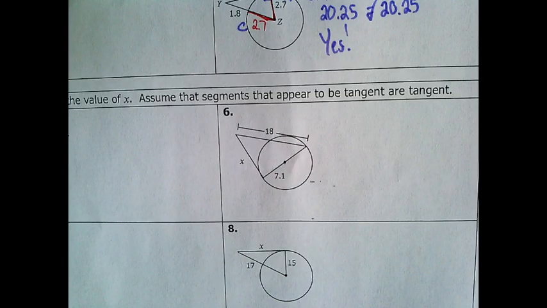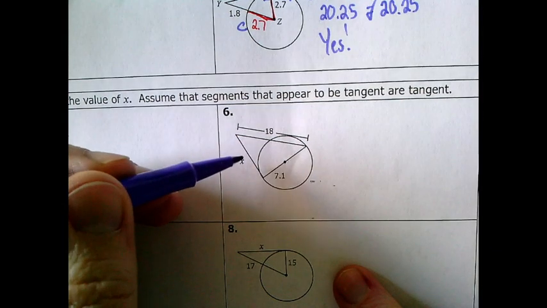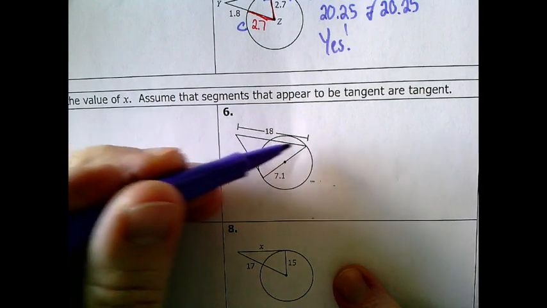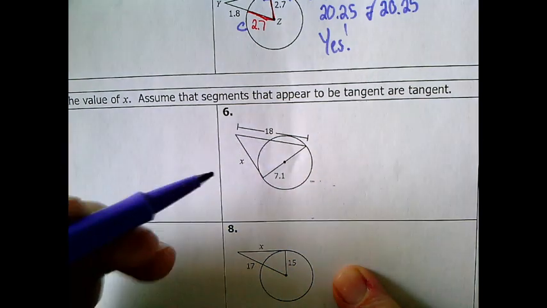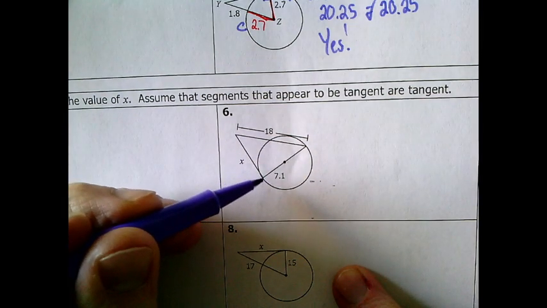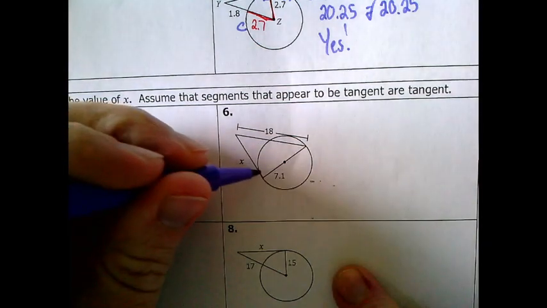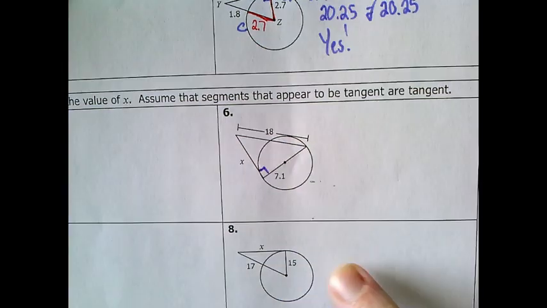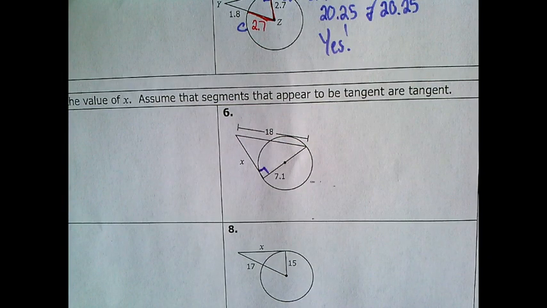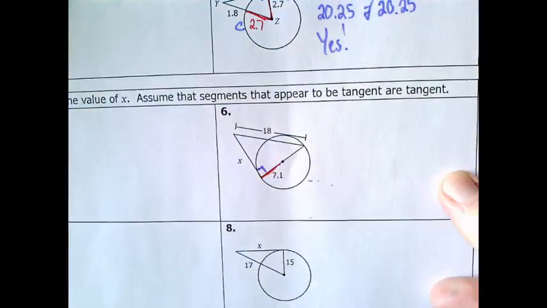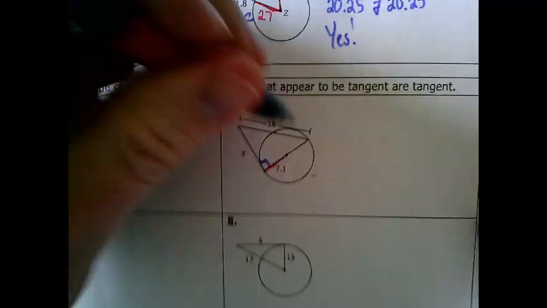Okay. Question 6. Now they're telling us to assume that the segments that appear to be tangent are tangent. So we've got to find x. Again, I had some students ask me, well, Mr. Rice, is that my tangent or is that my tangent? Remember, a tangent only touches the circle once. That touches once. That touches twice. Okay, so that's my tangent. That's my radius. If this part is 7.1 right here, then I know the other part is 7.1.